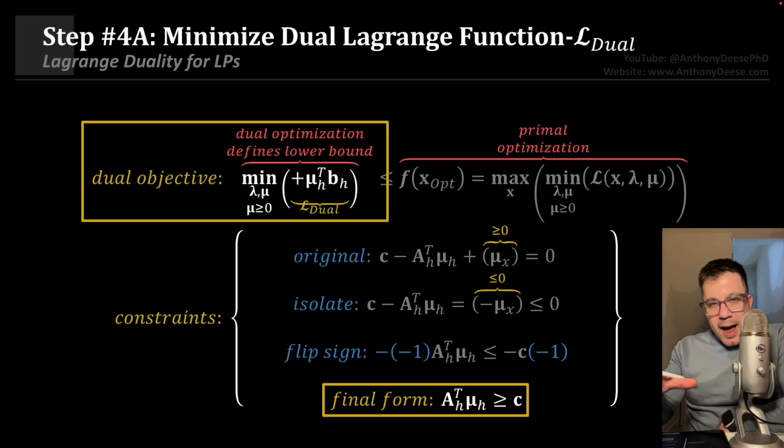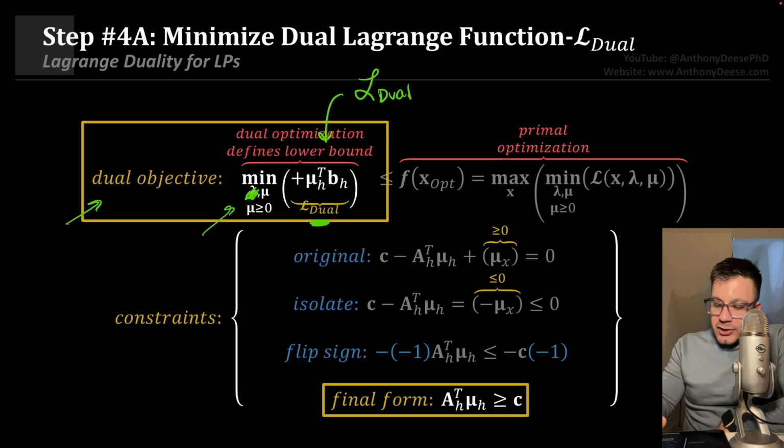Let's take a look at our linear programming problem in its new dual form. First, let's focus on the dual objective. The dual objective is going to be to minimize our dual Lagrange function with respect to the dual variables lambda and mu, although we don't have any lambda, so we can get rid of that, with the assumption that mu is greater than or equal to 0. And this dual Lagrange function is exactly what we derived one or two slides back. It's mu sub h times b sub h.